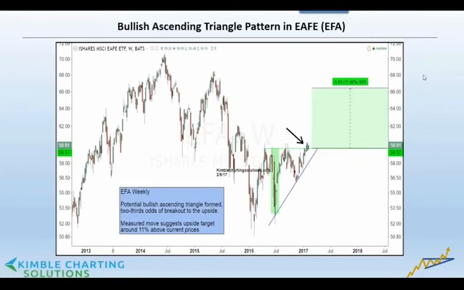Here's an example of EFA that we have owned for several months. EFA had formed a bullish ascending triangle, and once the breakout took place, we've owned the position. And so the measured move calculated another 11% to the upside. We're adding about $6 onto that price. EFA's continued to do well.